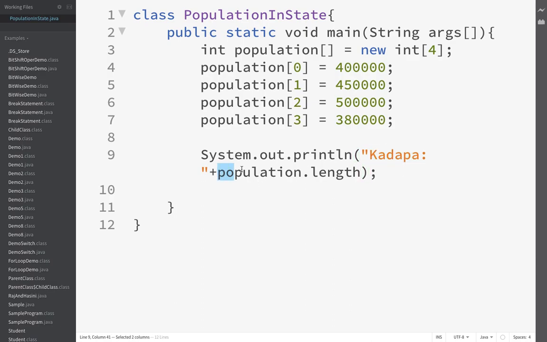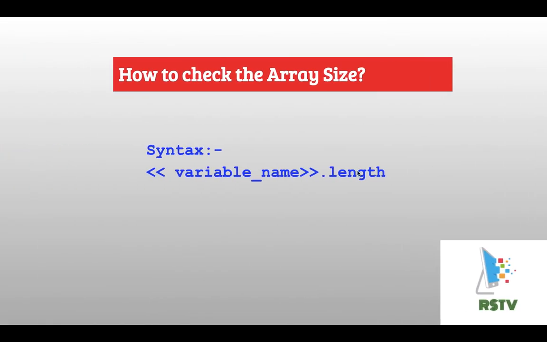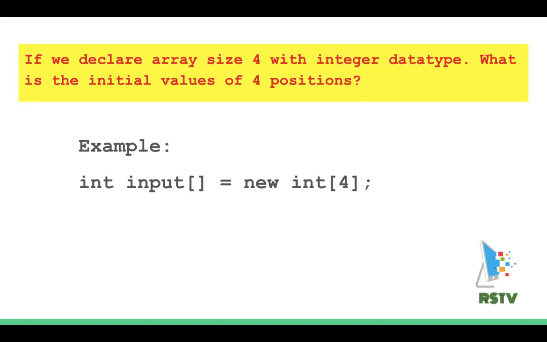Okay, this is the array size. We'll go to the next slide. Next question: if we declare an array of size 4 with the integer data type, what is the initial value of the 4 positions? Interesting question. See the example: int input equals new int, and the size is 4. So in this 4, the 4 positions are there. So in the 4 positions, what is the initial value?